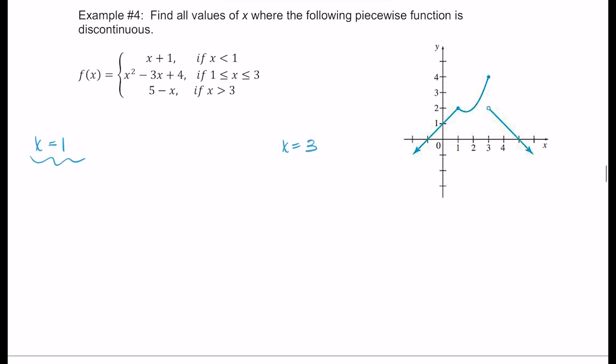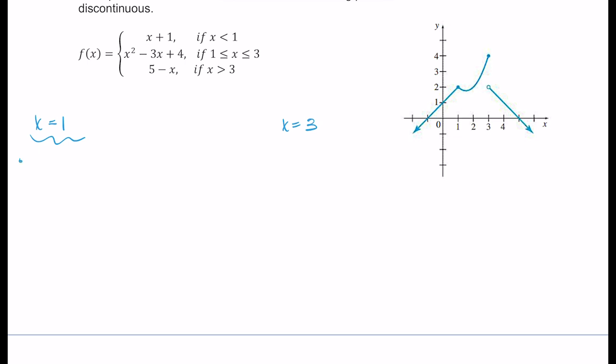Let's check x equals 1 first. Okay, so the first thing I'm going to do for continuity, right, I'm going to check f of 1. So for f of 1, I'm going to use this function because it tells me my domain is from 1 to 3 inclusive. So I'm going to evaluate that function at x equals 1. And when I do that, I get 2. The next thing I want to check is the limit as x approaches 1 from the left. And then I also want to check the limit as x approaches 1 from the right.